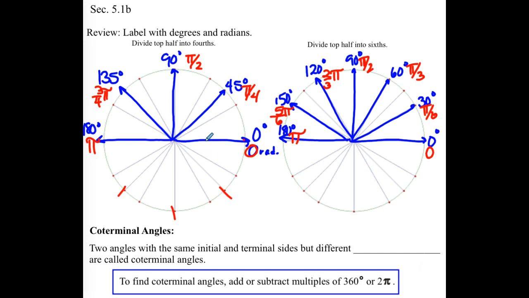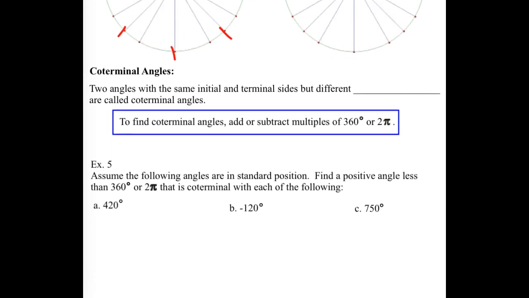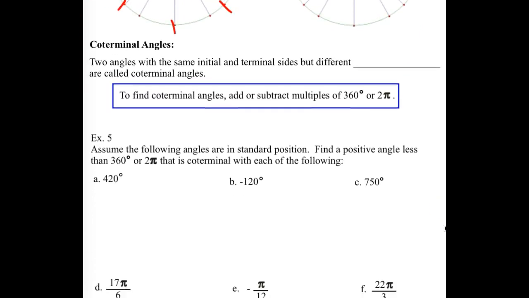All right. The last thing we're going to talk about is coterminal angles. It says 2 angles with the same initial side and terminal side, but different blank are coterminal angles. Talk at your tables. What would your guess be? They have the same initial and terminal side, but different. Any ideas?